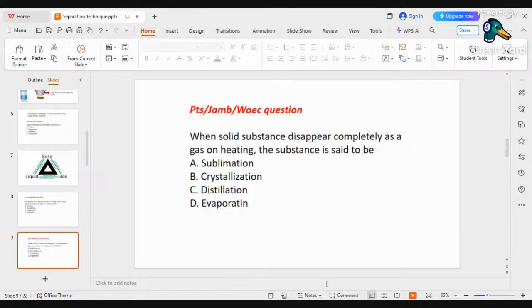Second question: when a solid substance disappears completely as a gas on heating, the substance is said to undergo what? That is, solid is changing to a gas right now. Is it sublimation? Is it crystallization? Is it distillation? Is it evaporation? Please comment your answer. We just said this.